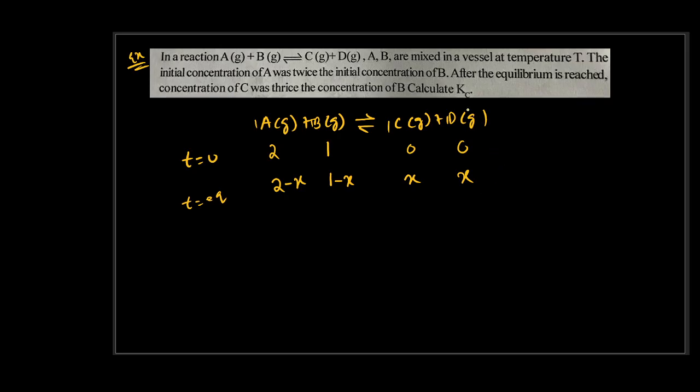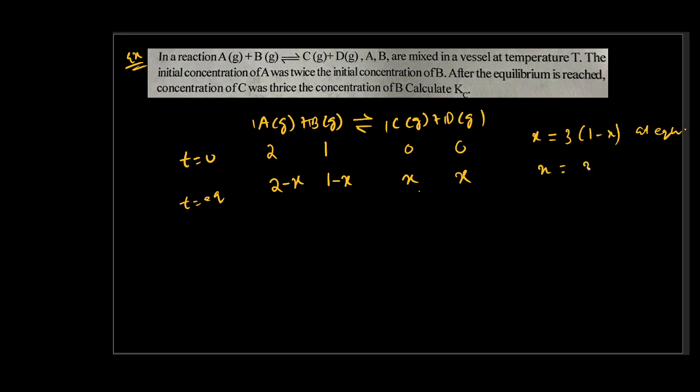But it says that after equilibrium is reached, the concentration of C was thrice the concentration of B. So the concentration of C, that is X, was 3 times the concentration of B. 1 minus X is the concentration of B, and X is 3 times that at equilibrium. So X equal to 3 minus 3X. From here we can say 4X equal to 3, so X equal to 3 by 4.